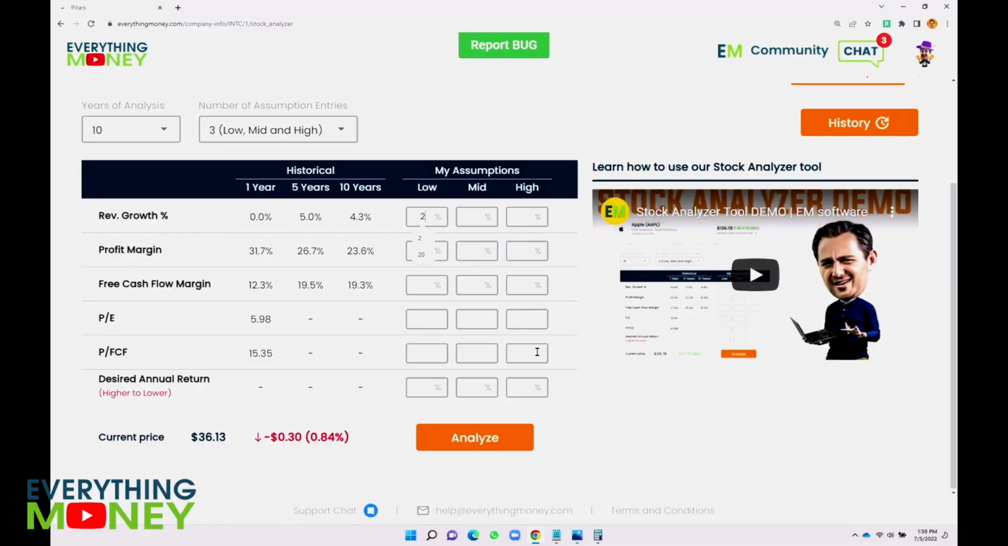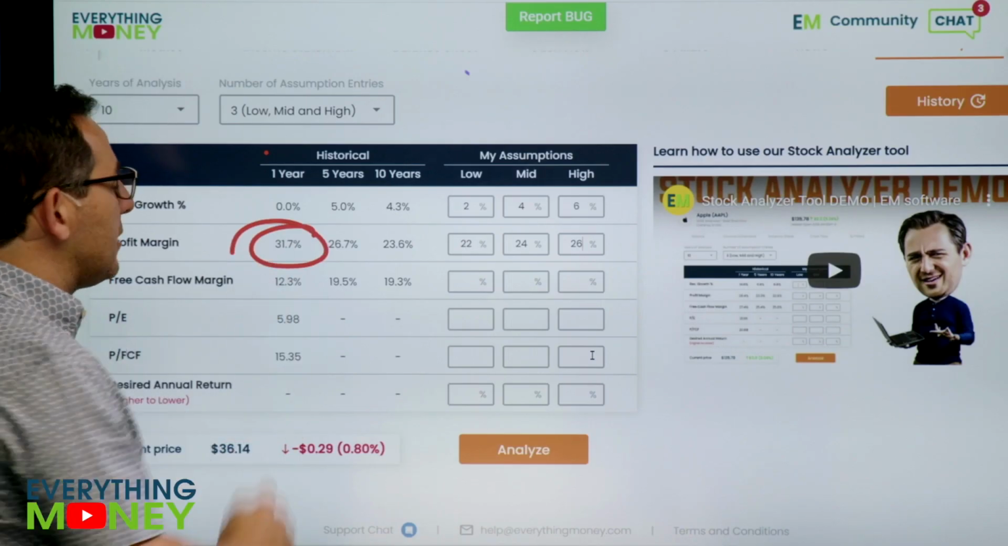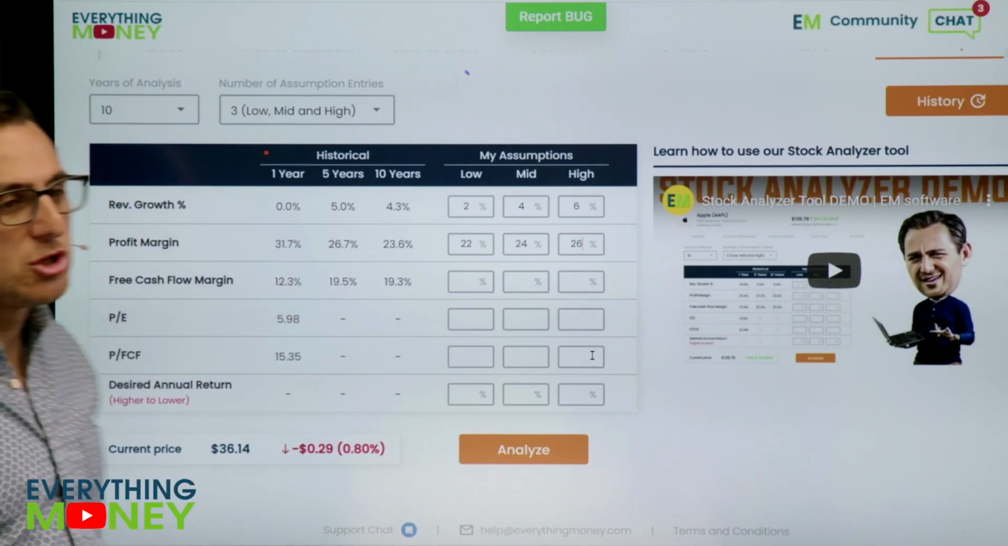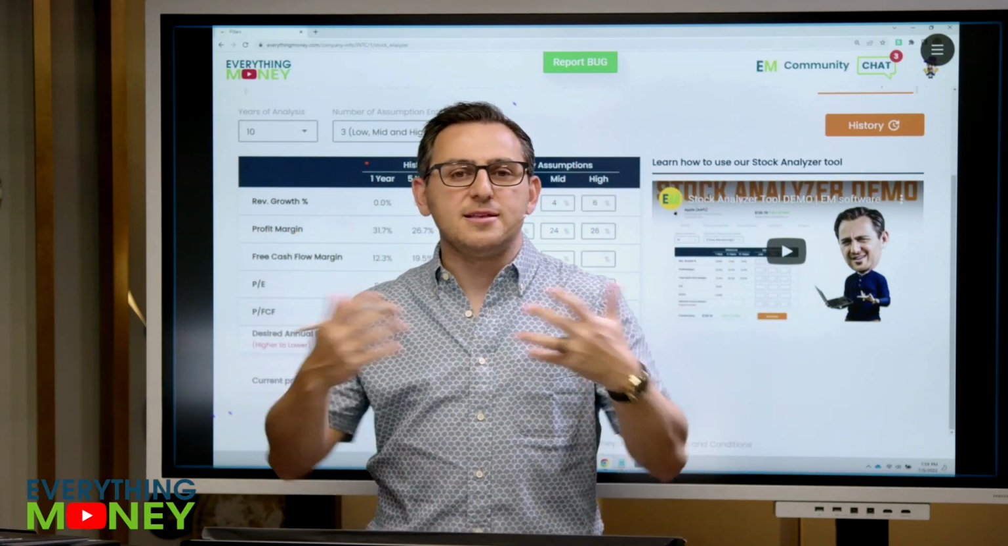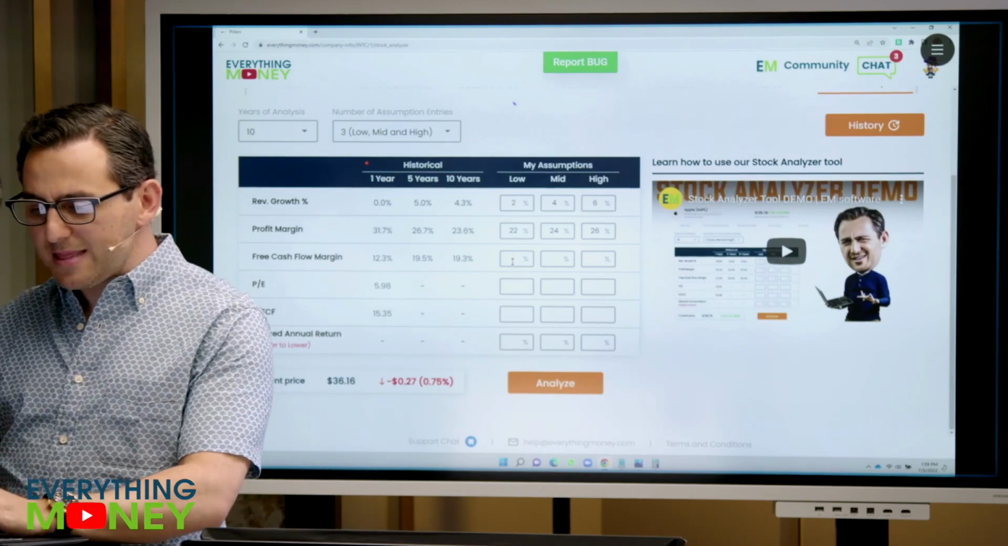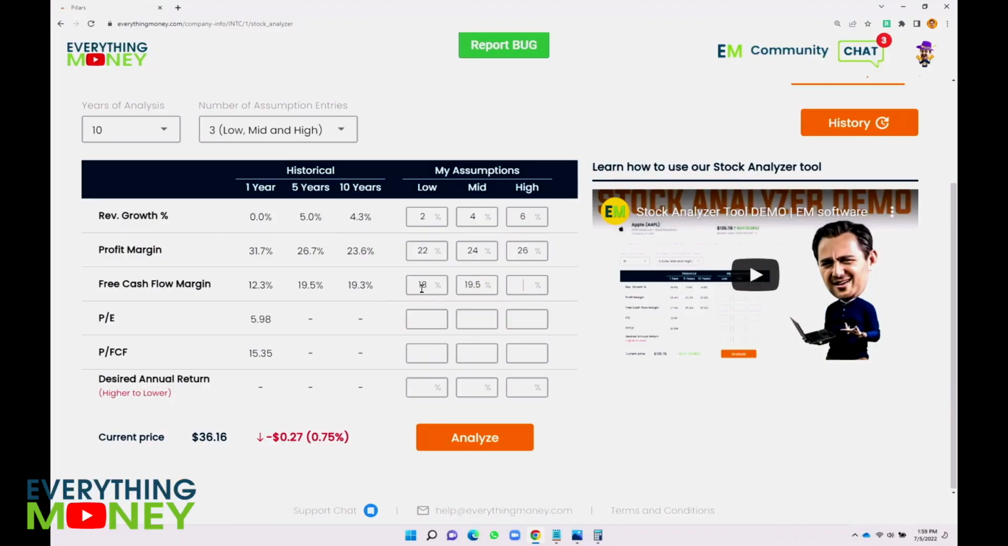So let's assume 2, 4, and 6% revenue growth. For profit margin, they've averaged 23.6 over the last 10 years, 26%. So I'm going to go 22, 24, and 26. Now, I'm not going to include last year's profit. Why? There was so much demand last year that the margins were increasing. The chips were all in such demand. Everybody was charging bigger and bigger fees and getting the money. Free cash flow margin. Now, I'm going to do 18, 19.5, and 21.